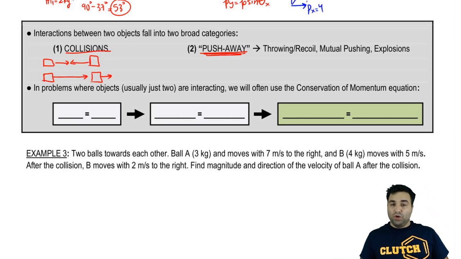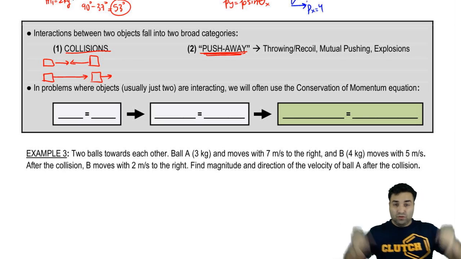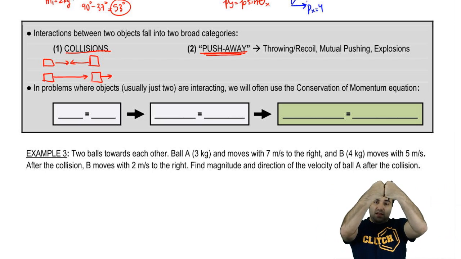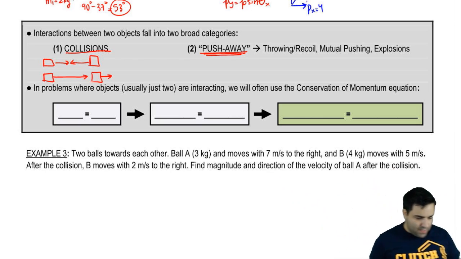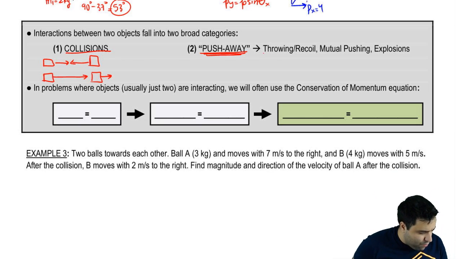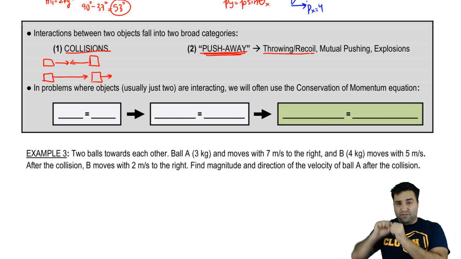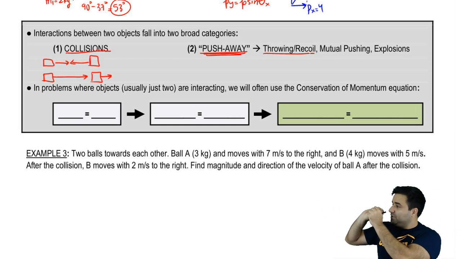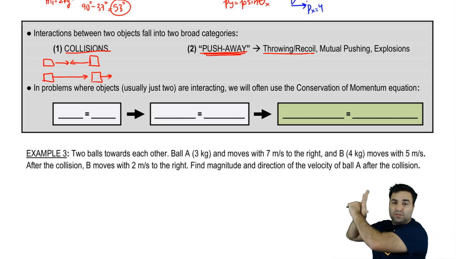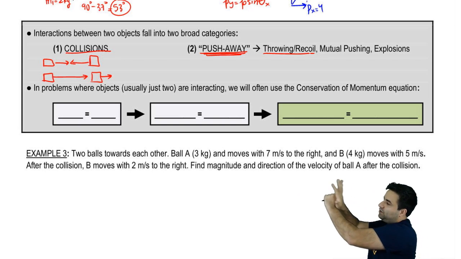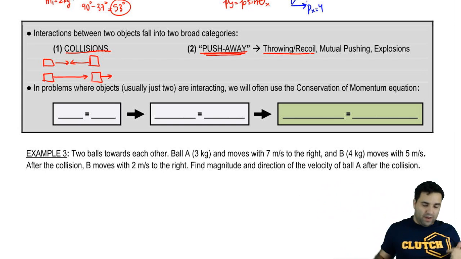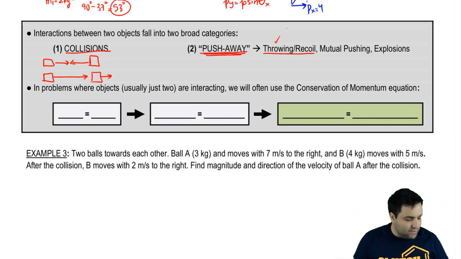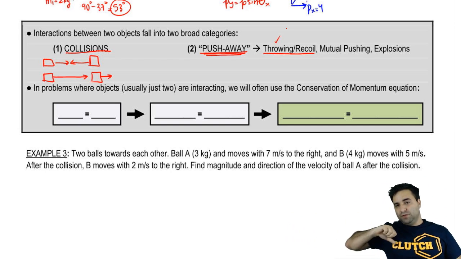I call this a push-away situation, where instead of two objects coming together as they would in a collision, they're pushing away from each other. Okay, so there's some examples here. Throwing or recoil. If I throw something, I'm pushing the object that way, but because of Newton's third law, action-reaction, as I push the object, it's pushing back on me. So we're both basically pushing away on each other.